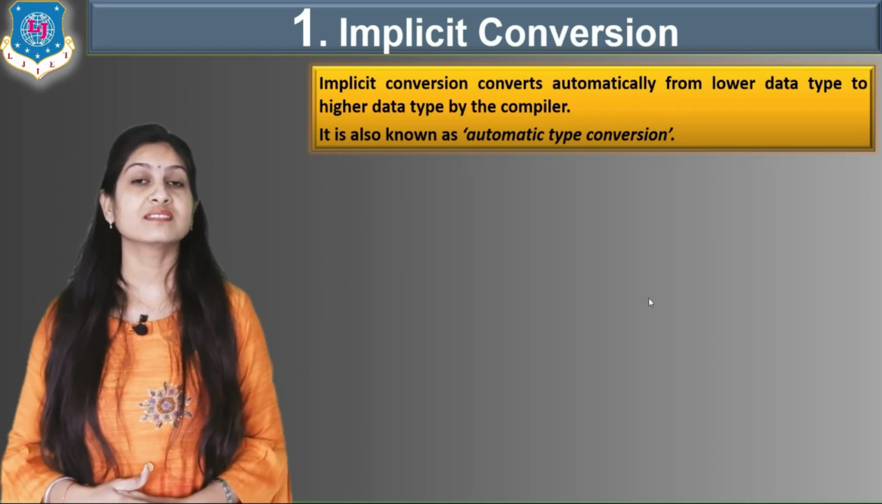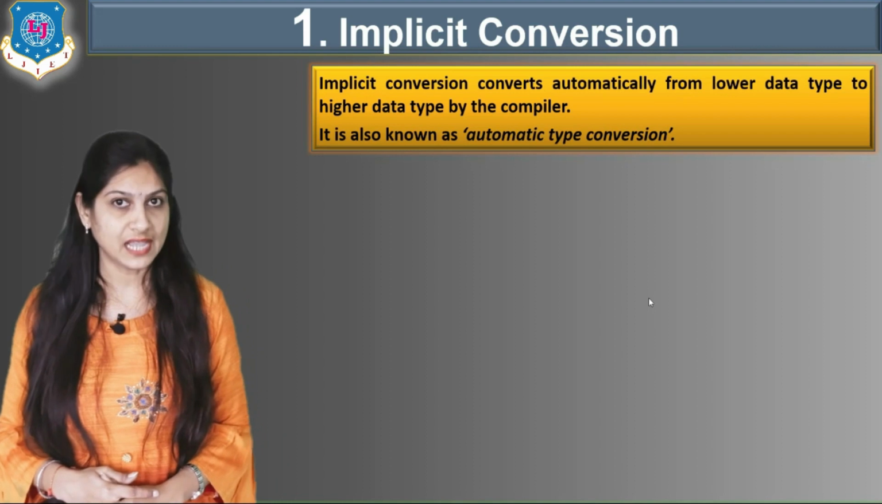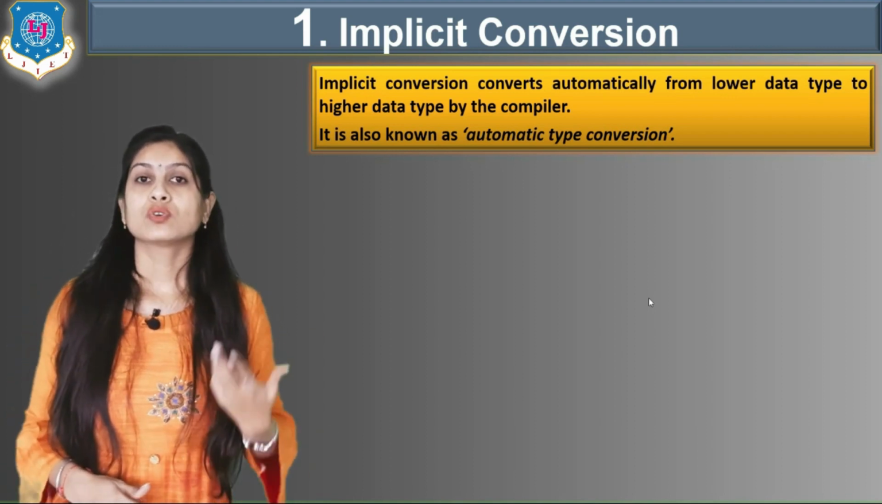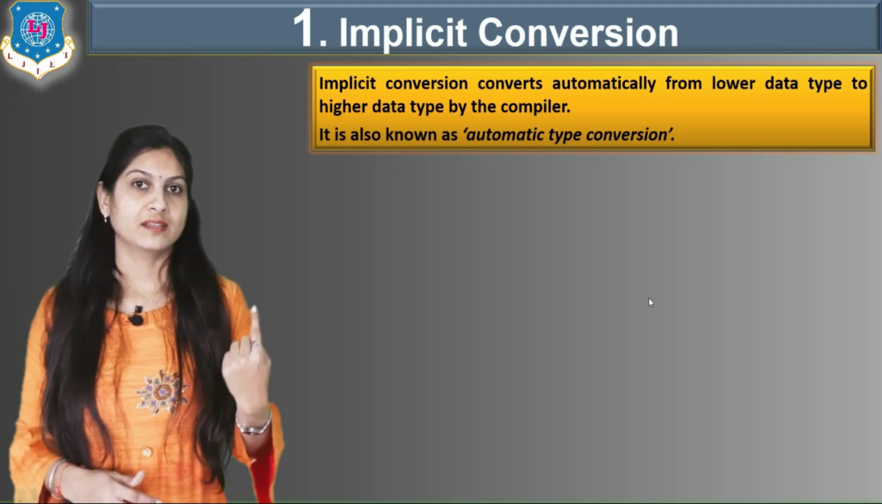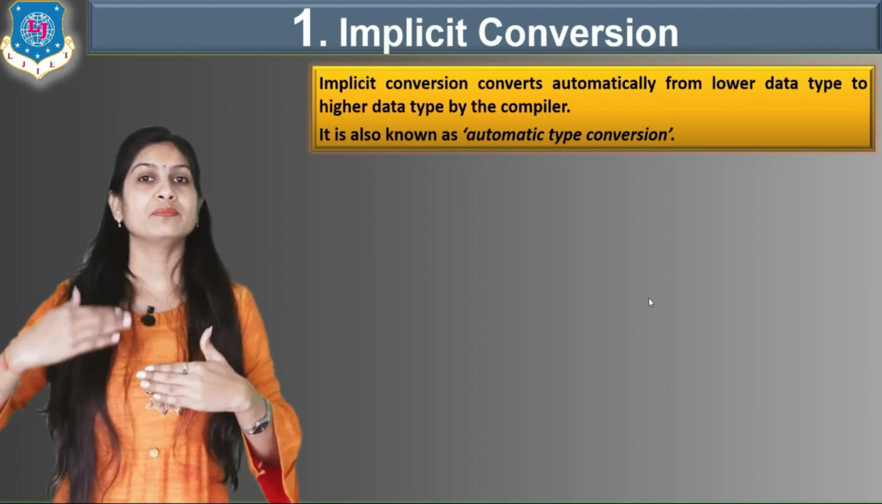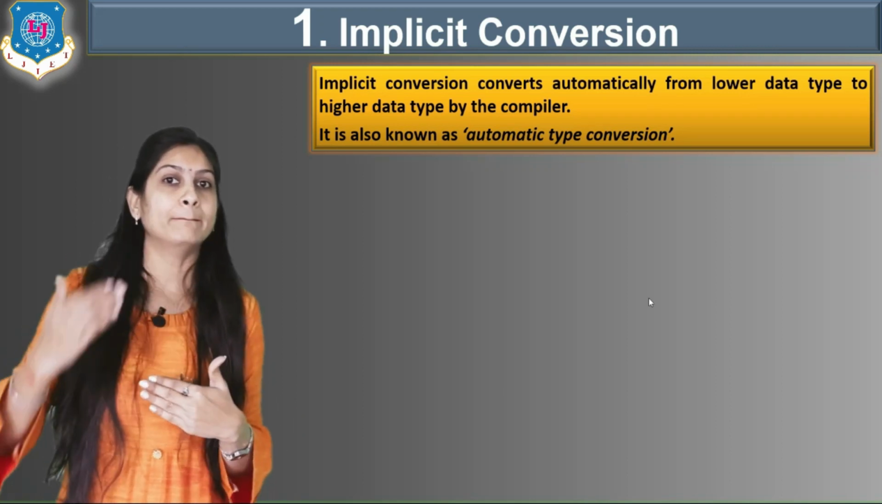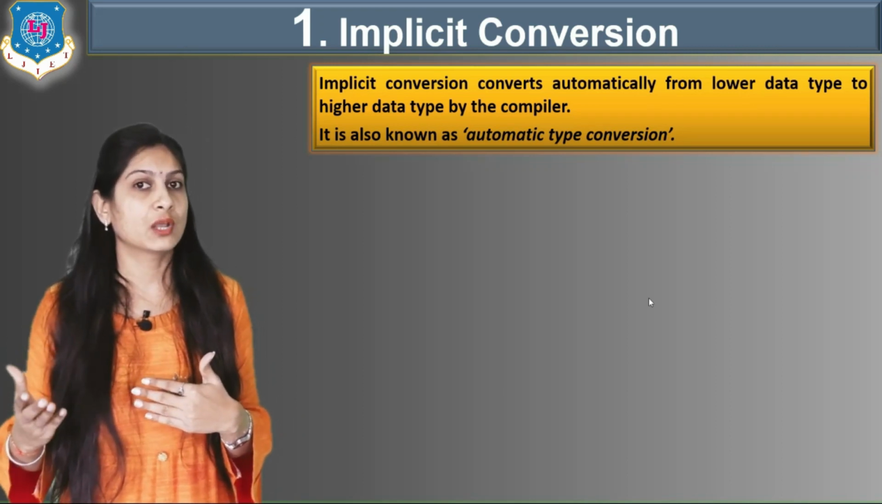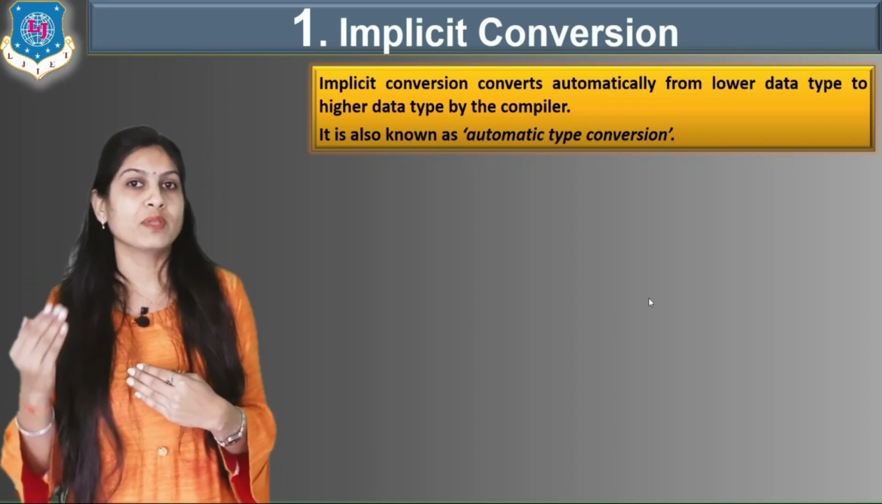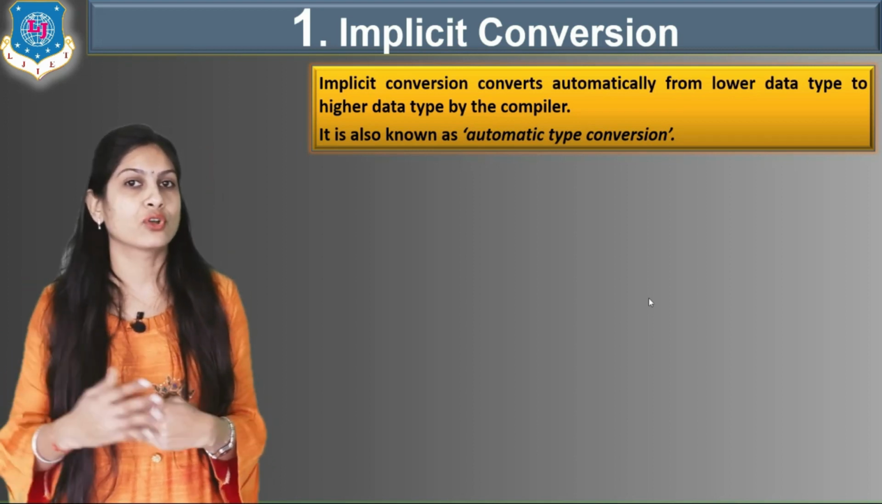If you remember the size of each data type, 1 byte is there, 2 byte, 4 byte, 8 byte. So short integer has 1 byte, then integer has 2, float has 4. So the lower data type, that is short integer, is lower compared to integer because integer requires 2 bytes. In the same way, integer is lower than a float because it occupies 2 bytes and float occupies 4.